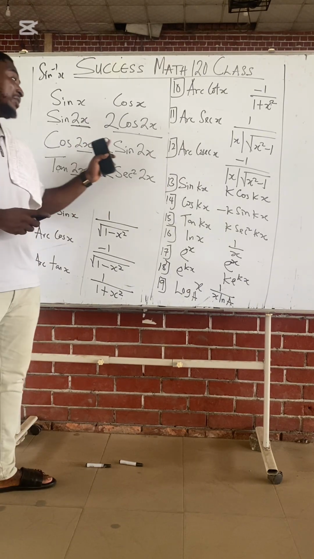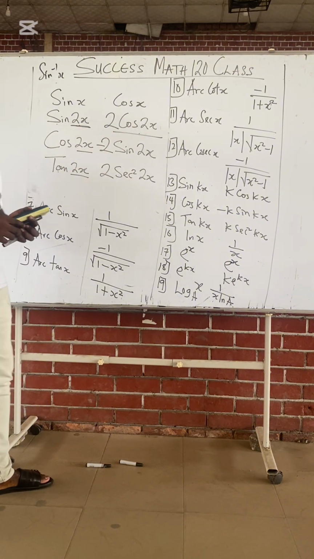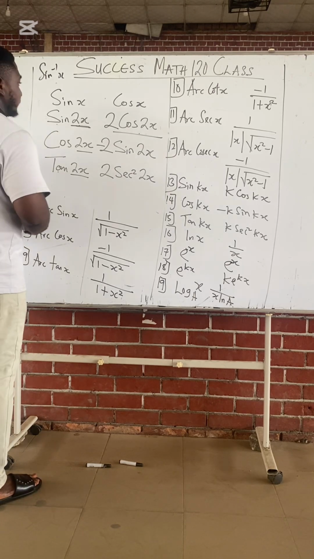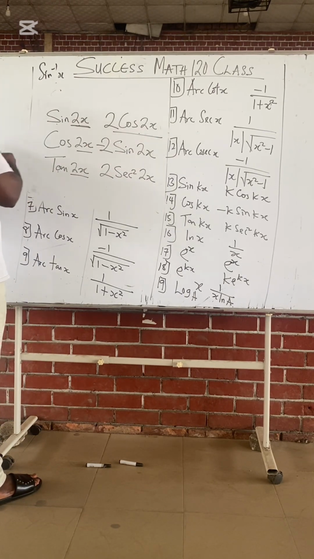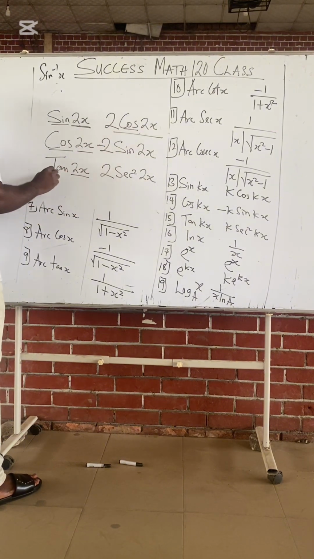Differentiate cos changes to minus sine. Differentiate sine changes to cos. Sine changes to cos. You can see cos changes to minus sine. Tan changes to sec squared.